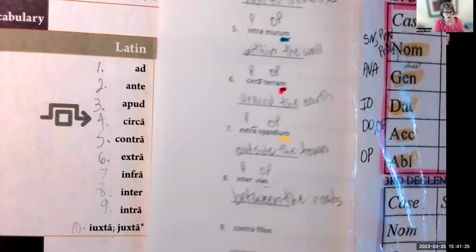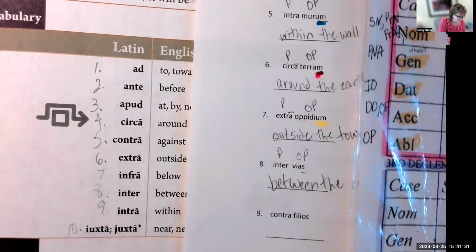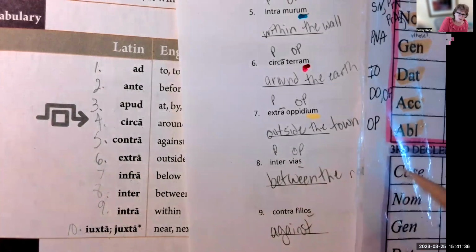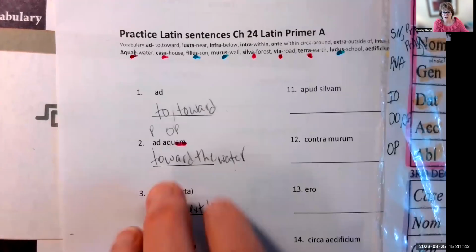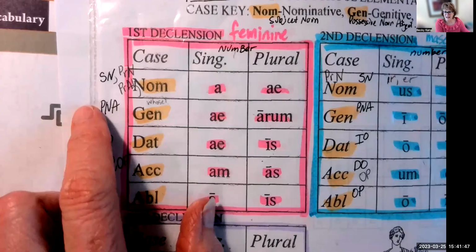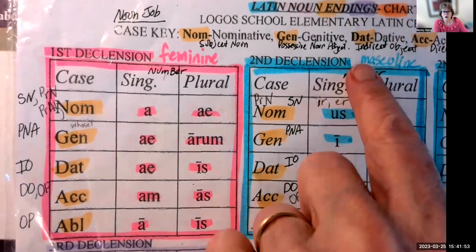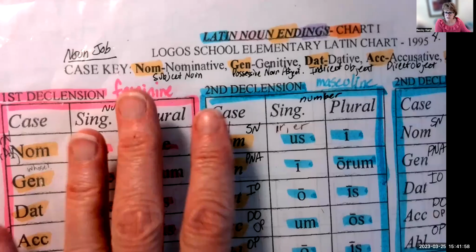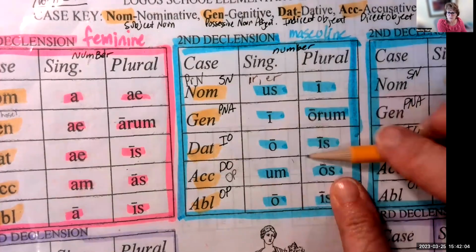All right. Contra. Get your fists up. Contra is against. Against who? And remember, that's a preposition. What is filios? Filios comes from filius, filii. It's second declension, masculine. It's singular. Oh, hello. Mrs. Kang, it's OS. You just went somewhere else. It's right here. It's plural. And it's an object of the preposition.